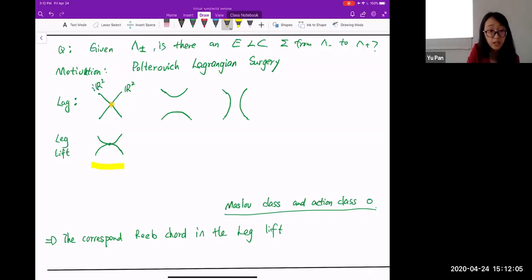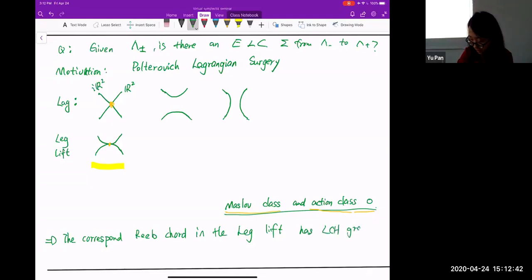In this Lagrangian lift, the intersection point here will correspond to some ripcord. But here we want the ripcord to have action zero, which means we want the immersed point to have action zero, which means the ripcord has action zero. That basically means the length of that is zero. And the Maslov class is zero. You can understand it as this ripcord having grading zero, like LCH grading zero, and action, length zero.